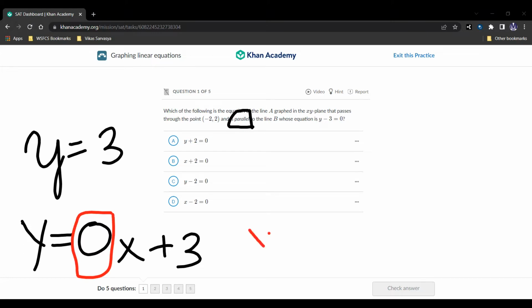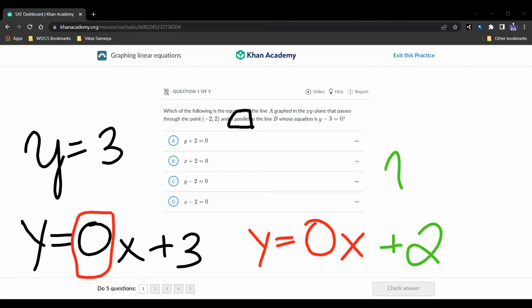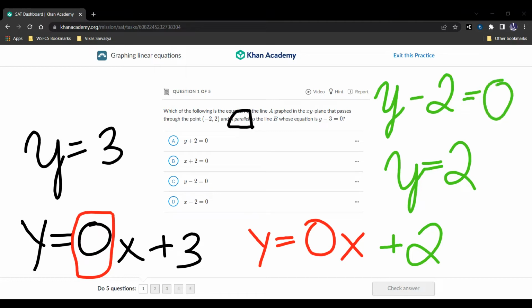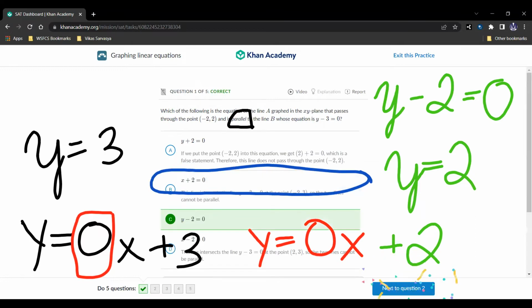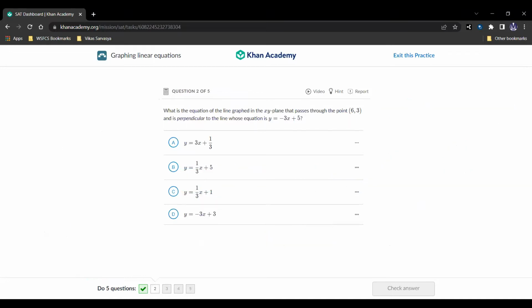So we can write that line as y equals 0x. But we also know that it has another point on -2, 2, meaning that we can write that as plus 2 here. So essentially y equals 2. Now, if y equals 2, that means that y minus 2 equals 0. So then our answer is going to be choice C, and we are done with that first question. Let's move on.